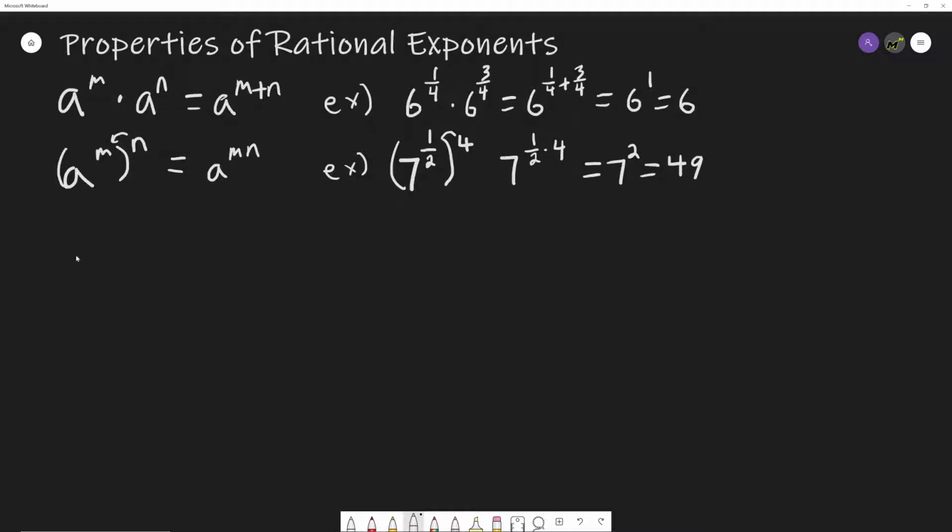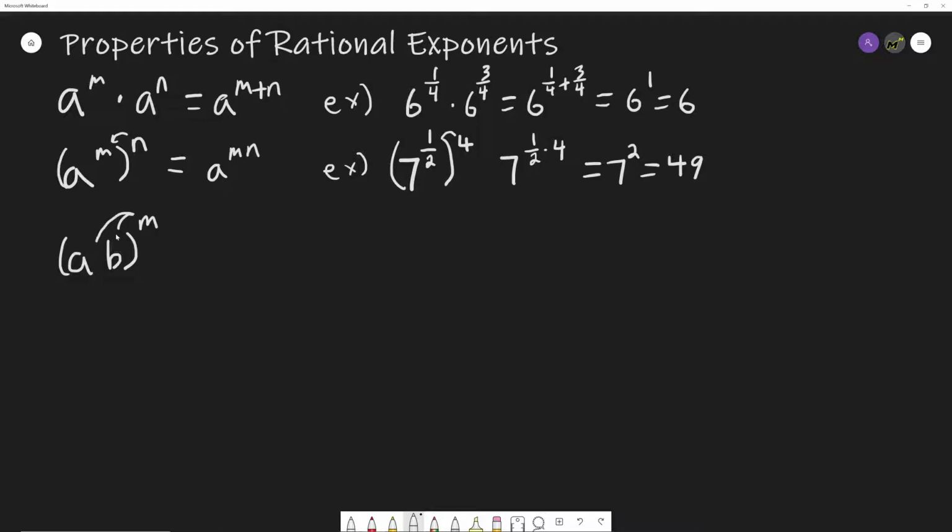Alright. Third property, let's say we had a and b together, a times b in parentheses, and all of this was to the m power. Well, a and b are multiplying, and all of it's to the mth power. That means a is to the m power, so is b. It's almost like this power distributes to the powers here.